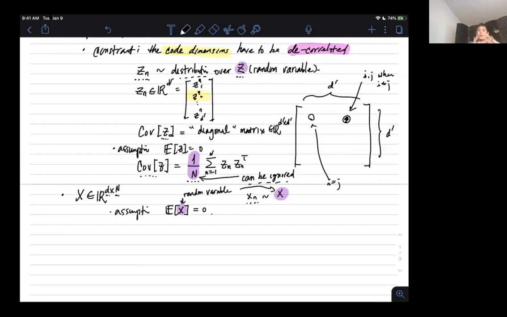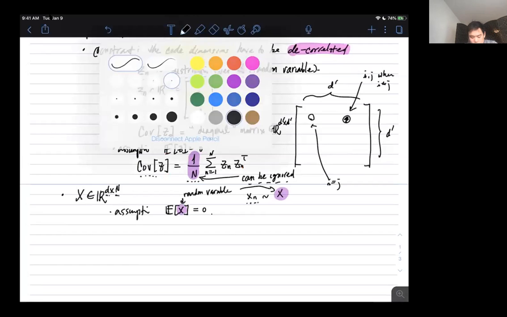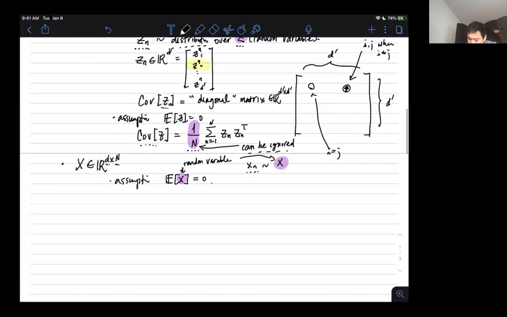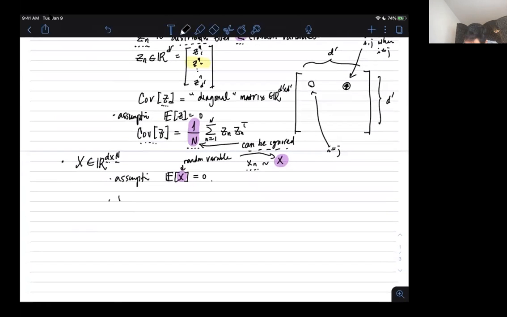And then that can be done in advance as a pre-processing step of the data. So we're going to simply say that, okay, we assume that for now. And then now we can compute the covariance of X as well. And then this covariance is 1 over n, sum over n from 1 to n, of xn and xn transpose. As usual, nothing has really changed.